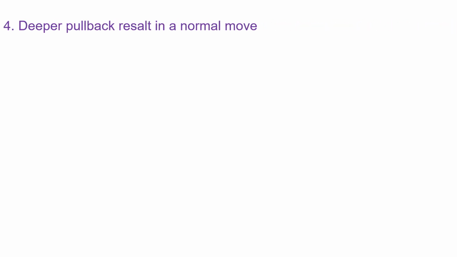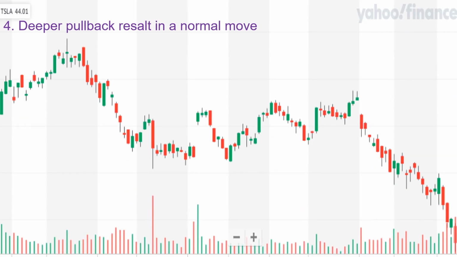In this slide, I'm going to show you a deeper pullback resulting in a normal move. This is the price trend, Tesla stock, D1 time frame, Yahoo Finance. You see in this chart, the price is making a strong downtrend move, and then we have a retracement that is shown with this arrow, followed by a continuing downtrend.